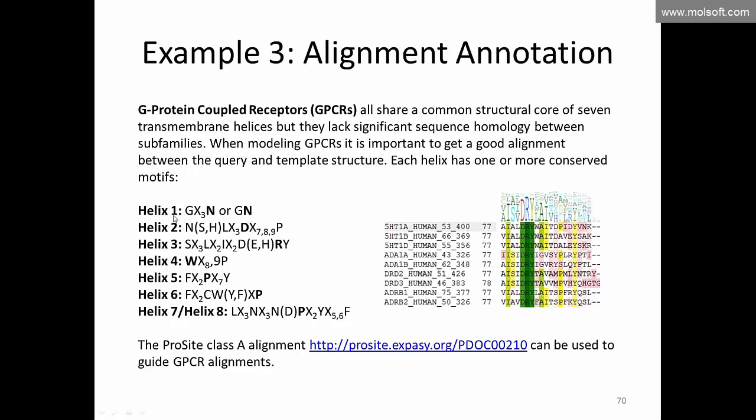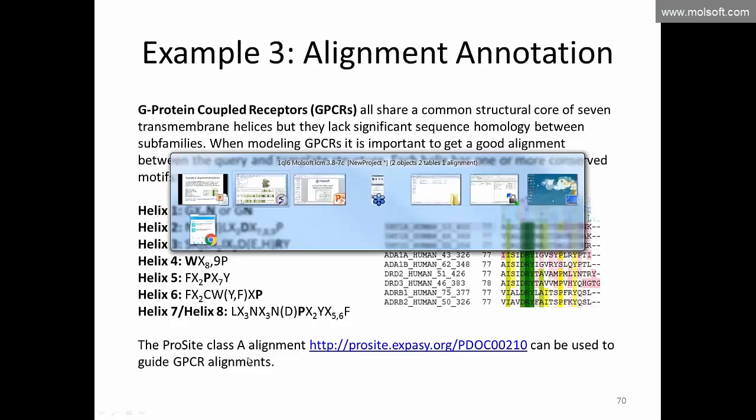So for example, helix 1 has a glycine, then any residue times 3, followed by asparagine. Helix 3 has a kind of famous motif in GPCRs called the DRY motif, shown here. So this helps you build up the alignment. In this example, I've read the GPCR alignment from ProSite, so the alignment is already made.